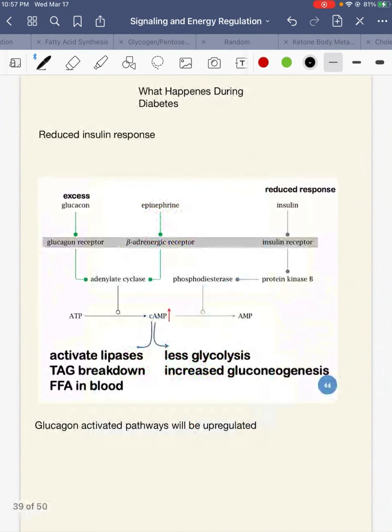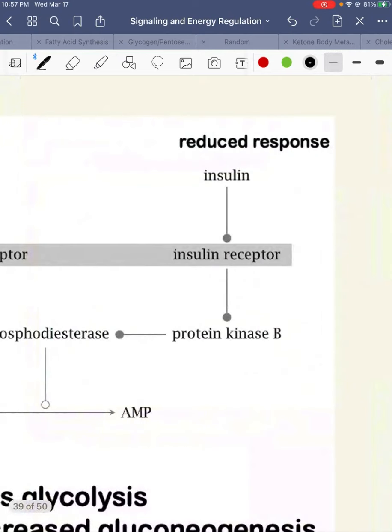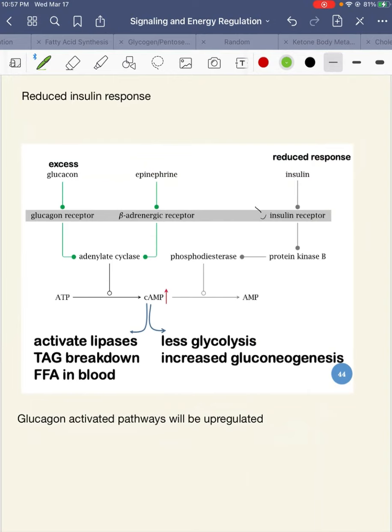Okay, what happens during diabetes? Remember, we'll talk about what happens for type 1 and type 2. So you have a reduced insulin response. Type 1 is you don't have insulin at all. Type 2 is your insulin receptors don't work. So either way you'll have less insulin response. So you won't be able to activate PKB, and then PKB won't be able to act on the different things that it does in the cell.